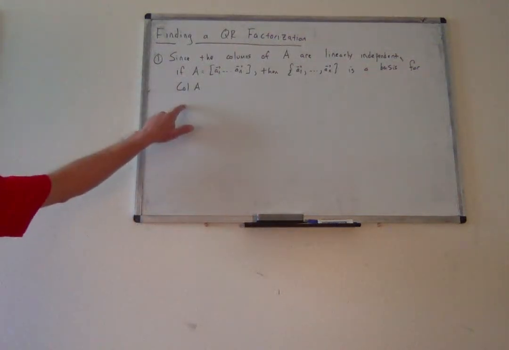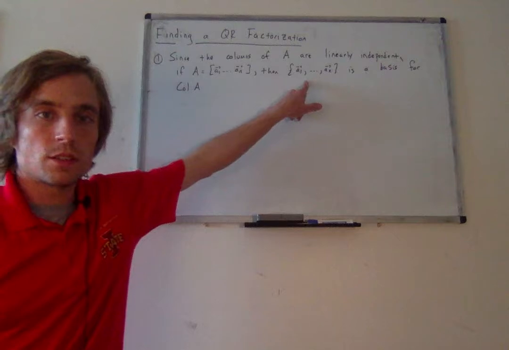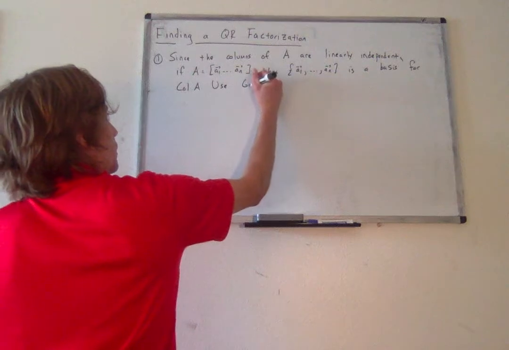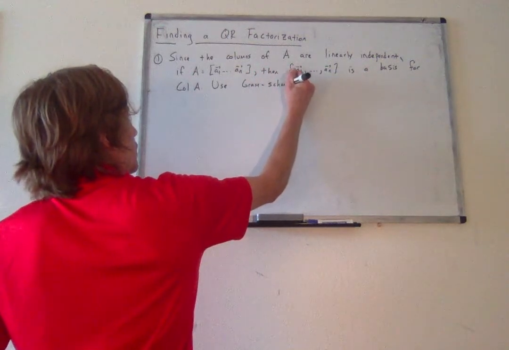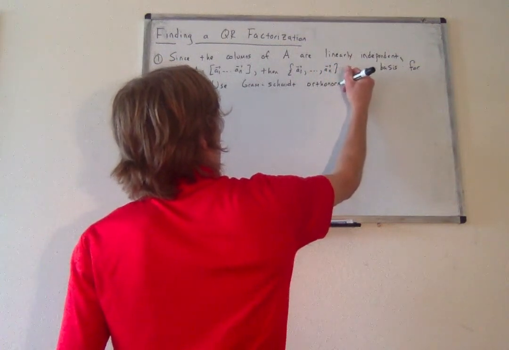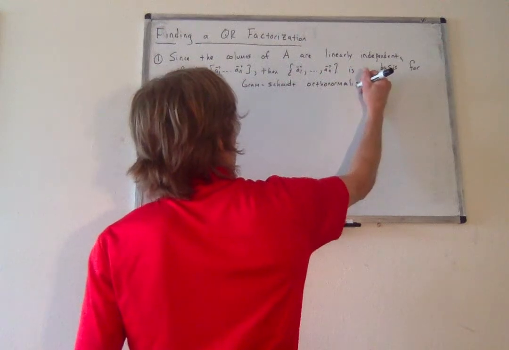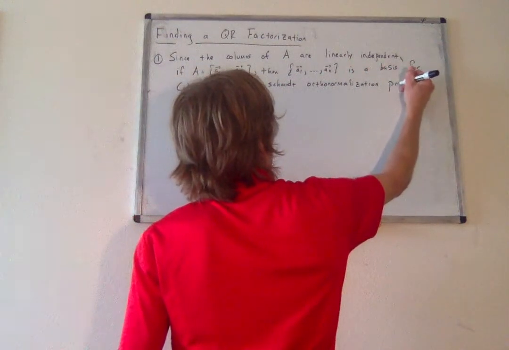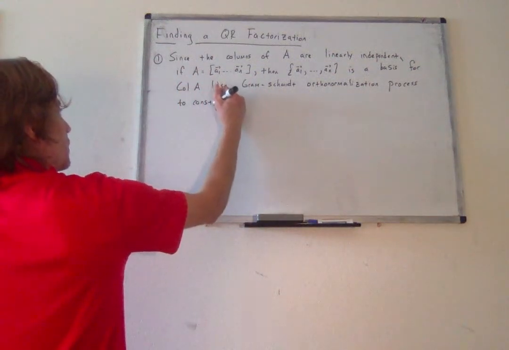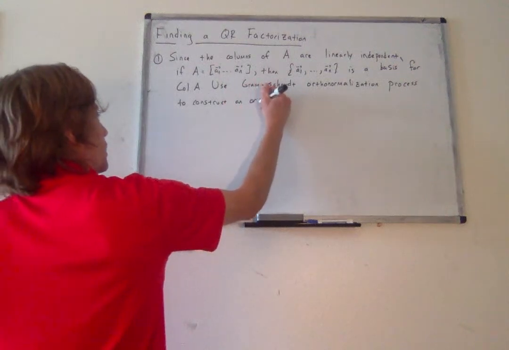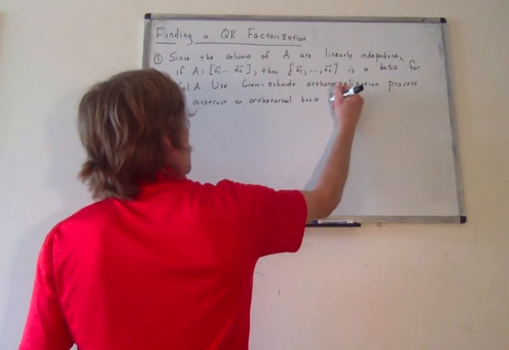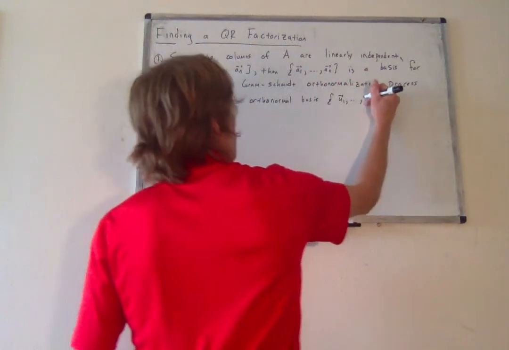So what does this mean? This means I have a basis for a subspace, so I can use the Gram-Schmidt, and now I actually will call it the orthonormalization process, to construct an orthonormal basis for the column space of A.